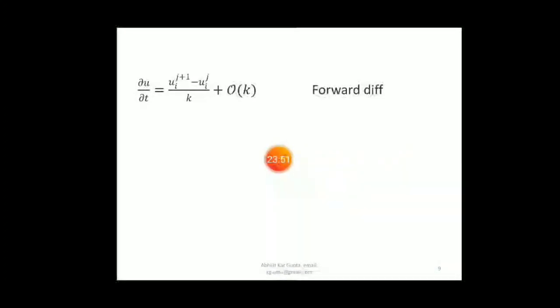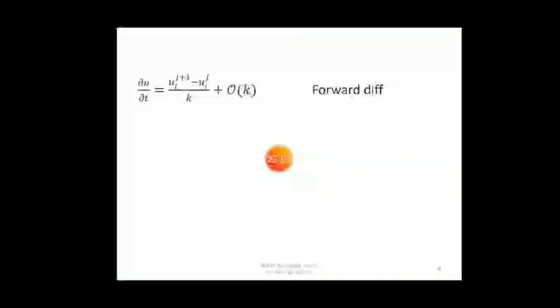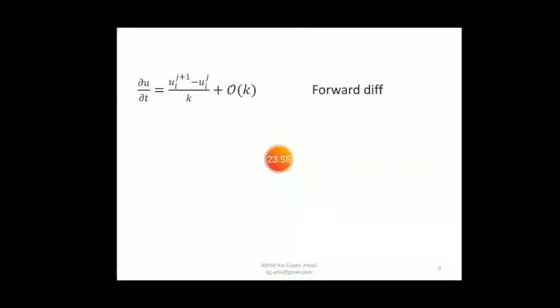So this is the forward difference formula for u. k is your delta t. Instead of u(x,y), here u is a function of x and t. So if you discretize del u del t with the forward difference formula, it will look like u(i) to the j plus 1 minus u(i) to the j, divided by k. That means you have taken the difference between forward time and backward time. Okay, and the order of the error will be order of k.